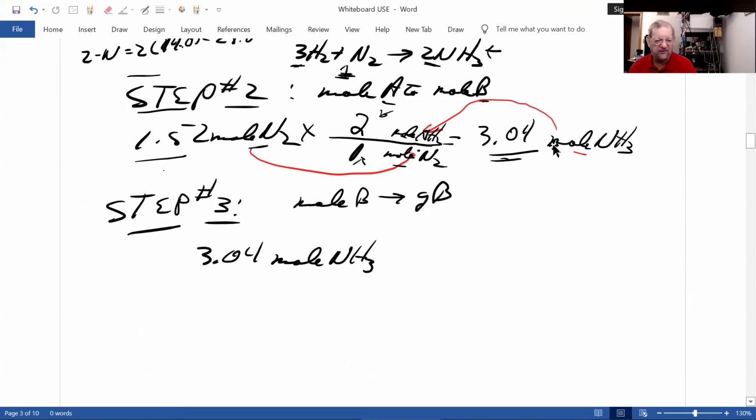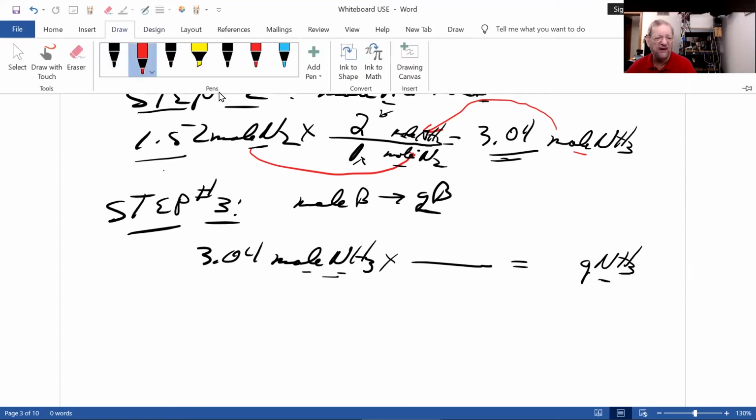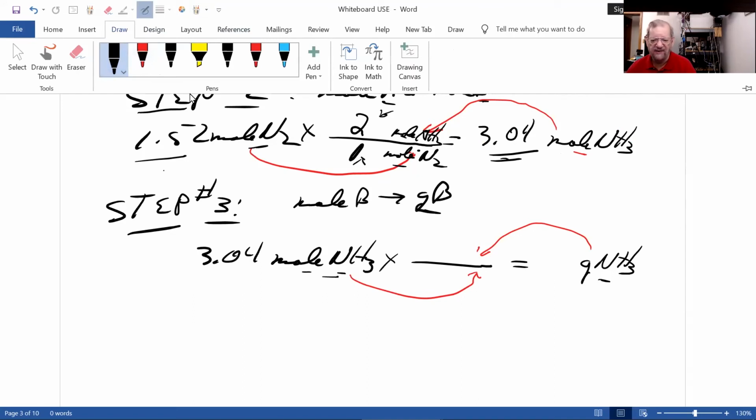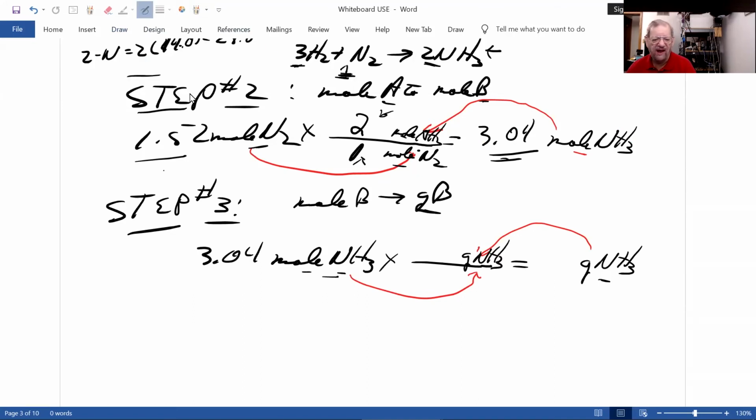All right, what are we trying to find? We're trying to find grams of B. In this case, that's ammonia. We have moles of ammonia. So we're trying to go from moles of whatever we just calculated to grams of what we need in our final answer. And how do you do that? Use your good buddy, your good friend, unit analysis. Whatever I'm trying to get to goes on top, units. Whatever I'm trying to get rid of goes underneath. I'll write that in. Grams of ammonia, and underneath moles of ammonia.